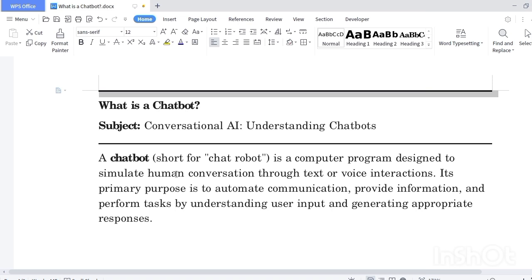So a chatbot for short is a chat robot. So look at that word, chat robot. They are a conversational AI that engage in conversations with human beings. Generally, a chatbot is a computer program designed to simulate human conversation. Remember, when we talk about AI, we said we are building AI, mimicking it to the level of intelligence or understanding as human.